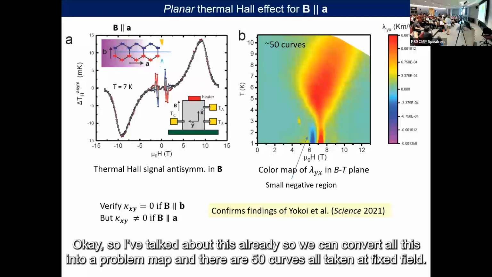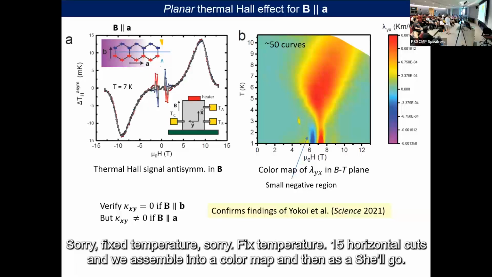Okay, so I've talked about this already. We can convert all this into a color map. There are 50 curves, all taken at fixed temperature, 50 horizontal cuts that we assemble into a color map.